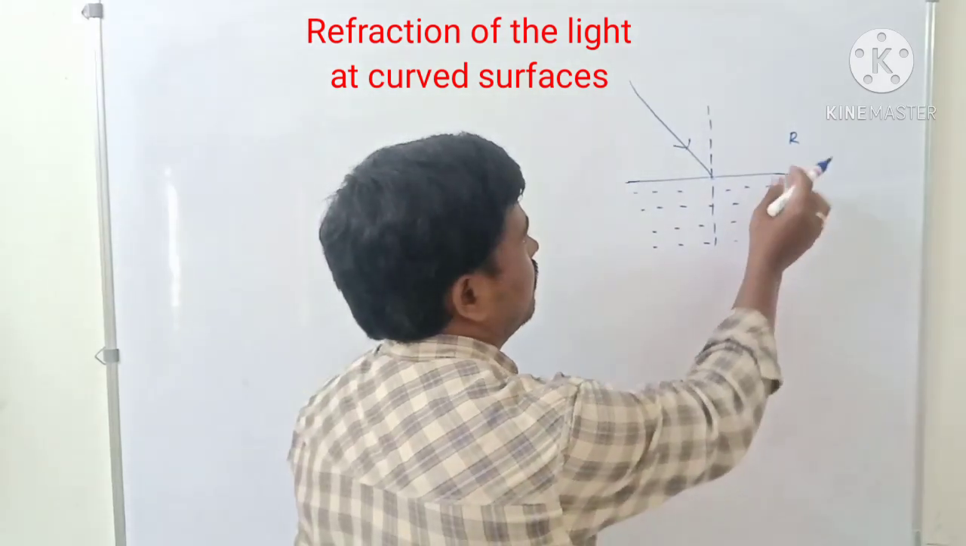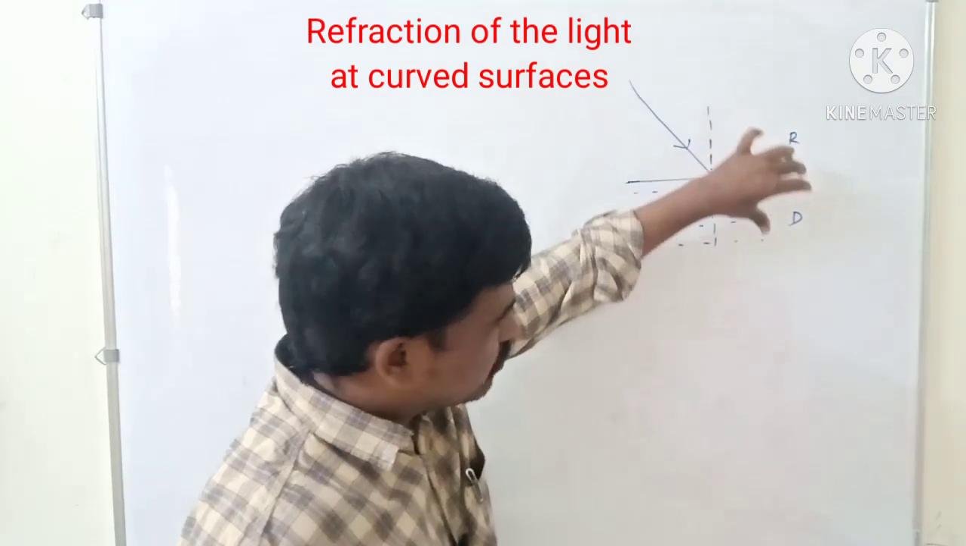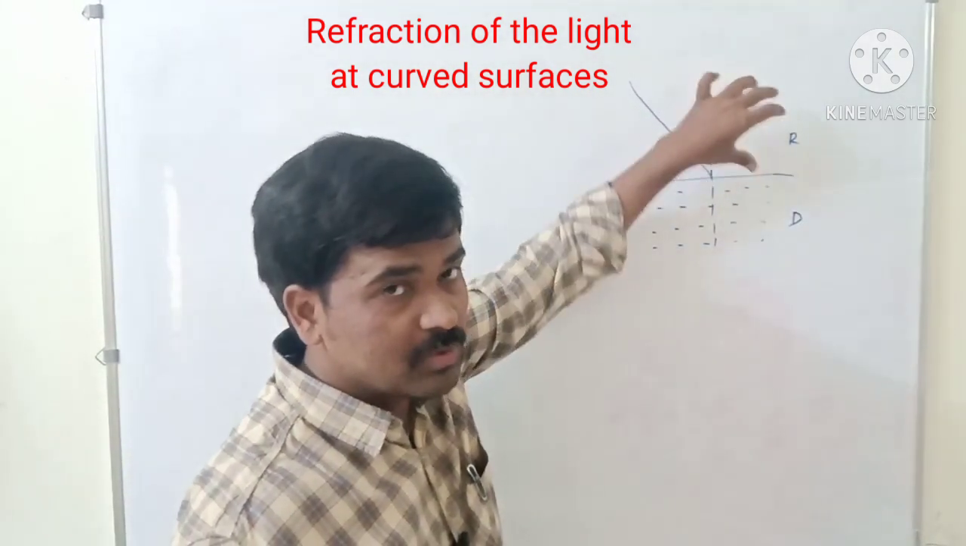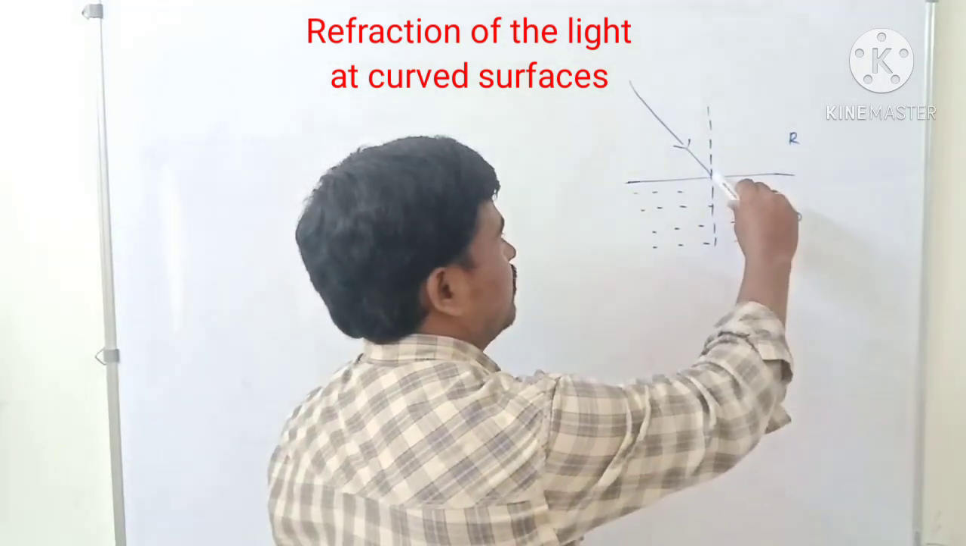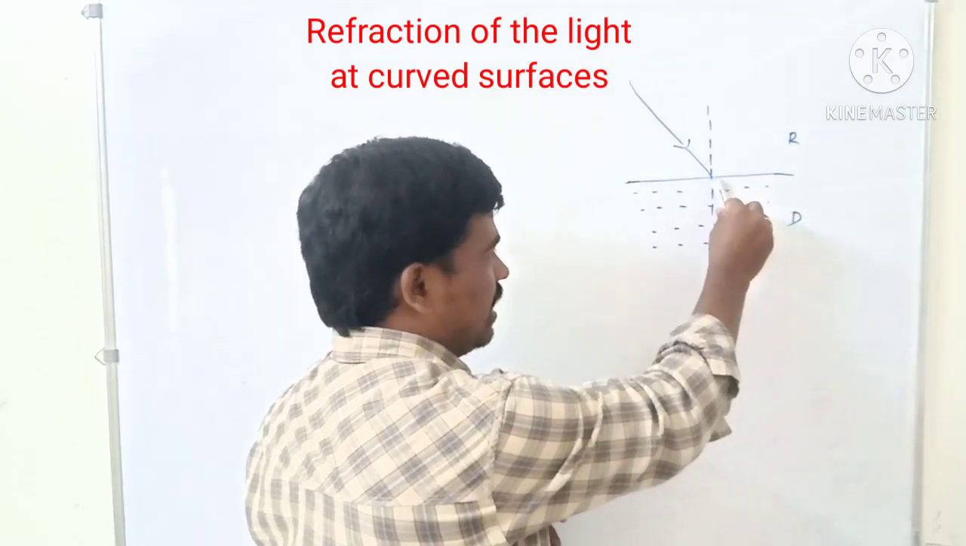Actually, the light is traveling from the rarer medium to the denser medium. When light travels from the rarer medium to the denser medium, the light ray bends. The actual position is this. The light ray bends towards the normal.